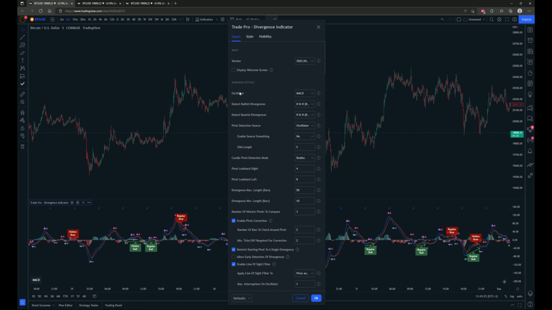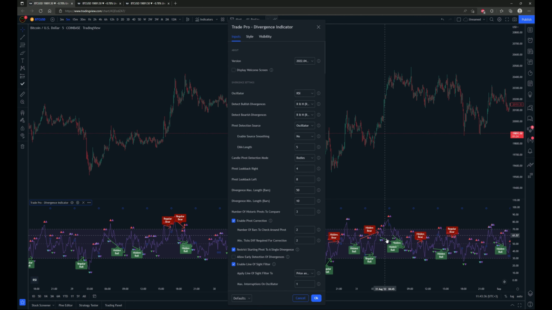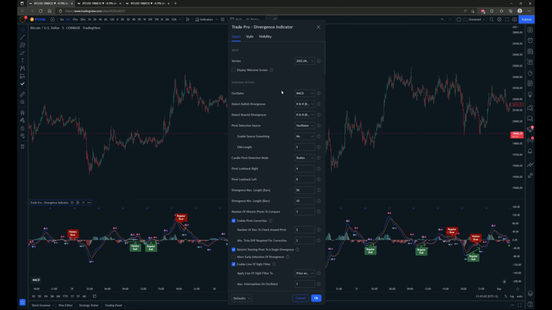So up top we have the oscillator where you can choose between MACD, RSI, Chaikin money flow, stochastic RSI, money flow index, TCI, balance of power, CCI, and awesome oscillator. I'll just pop on the RSI there so we can see the visual representation of it, and you can choose between any of these indicators. Default is the MACD though.